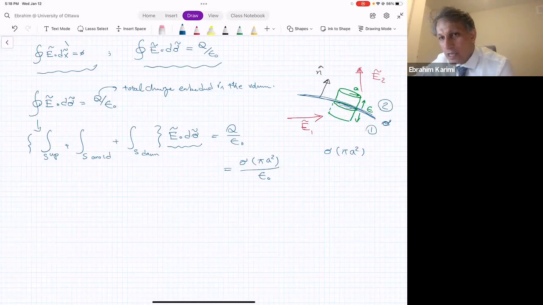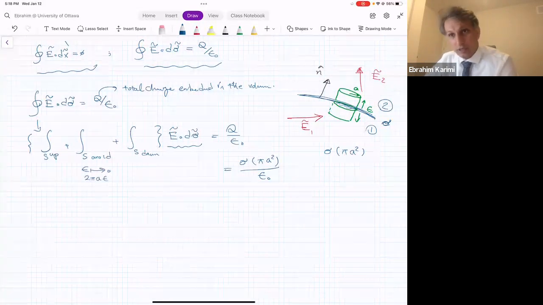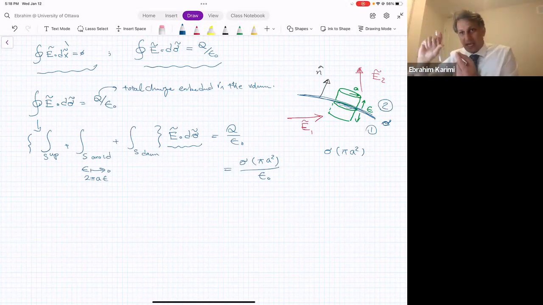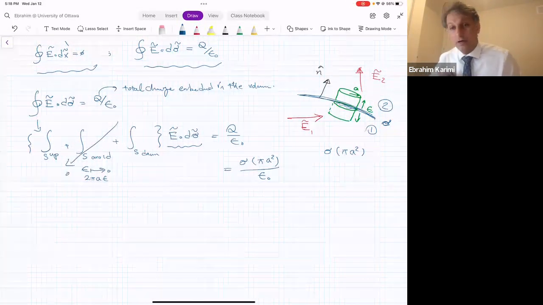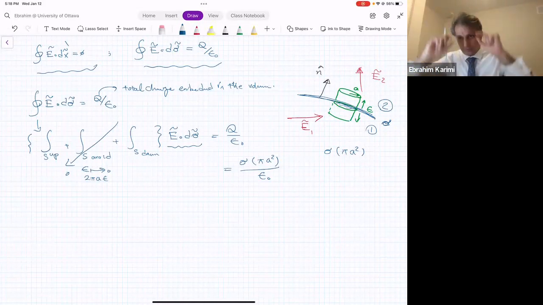Now we will calculate the E dot d sigma for surface up, surface down, and around it, okay? For the around, I will tend epsilon to be 0. When I take the epsilon to be 0, the entire surface will go to 2 pi a epsilon, because 2 pi a is the perimeter, and epsilon is the height. Then essentially, if I take epsilon to be 0, that integral will be 0, because I'm shrinking it down.